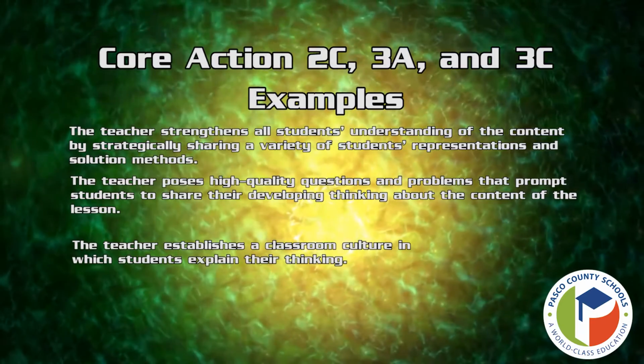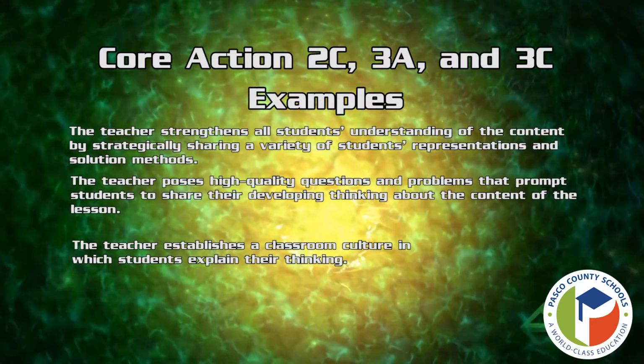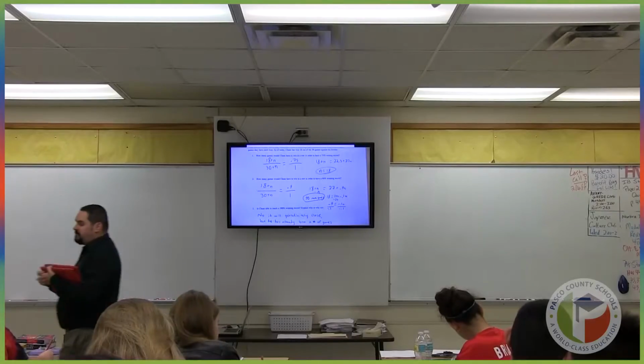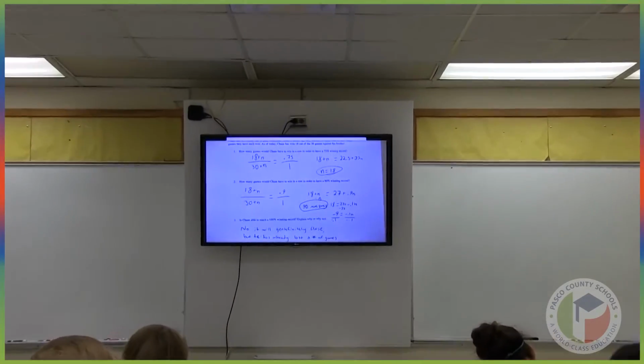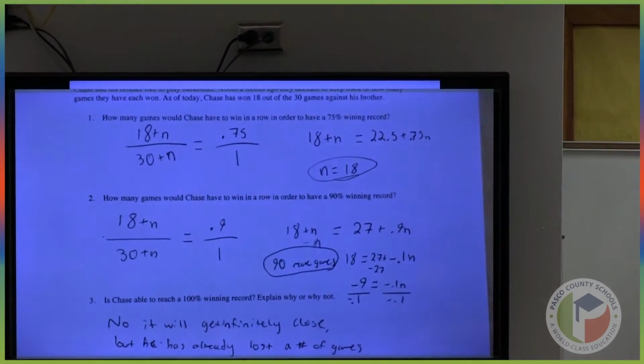So, number 1. And I'd like you to talk to me about the setup first. Go ahead, Tatiana. Okay, so do you want me to explain what the setup was? Yeah. Okay, so they did how many games they won over how many they played, and they added n because they're trying to get to the goal of 75. So that's how many more they need, and then they equaled it to 0.75.